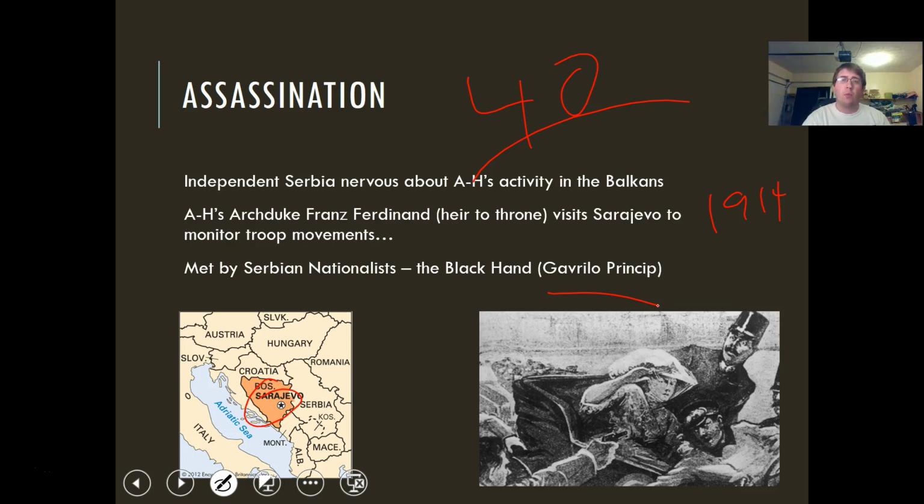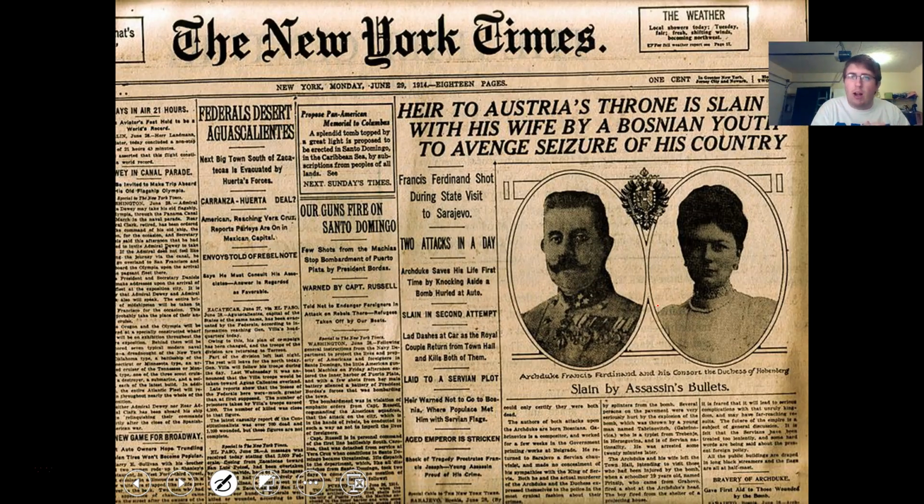Him and his group work together, immediately having many errors, a comedy of errors even, but they work together to assassinate and kill, I guess if you assassinate, you're killing, but to murder the Archduke. And this is huge news, right? I mean, it's the heir to the throne. It's basically the vice president. The New York Times, June 28th is when it happened, 1914, and they put out this news story about this assassination.